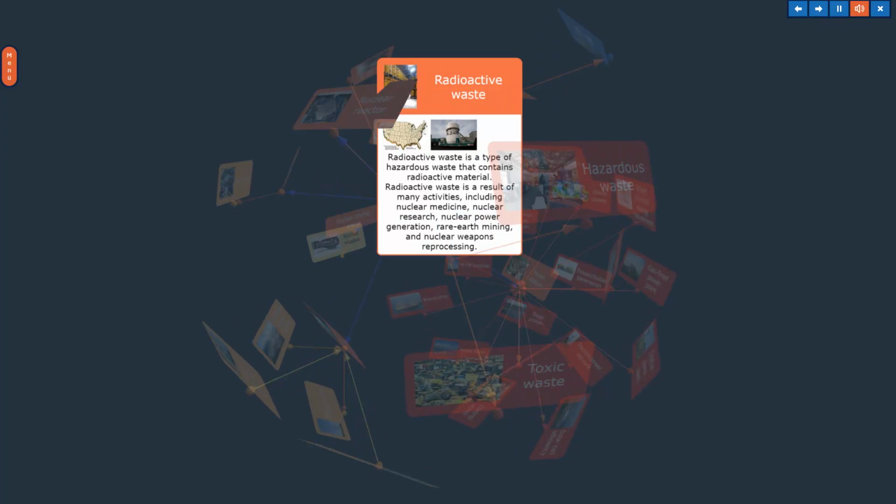Radioactive waste. Radioactive waste is a type of hazardous waste that contains radioactive material. Radioactive waste is a result of many activities, including nuclear medicine, nuclear research, nuclear power generation, rare earth mining, and nuclear weapons reprocessing.